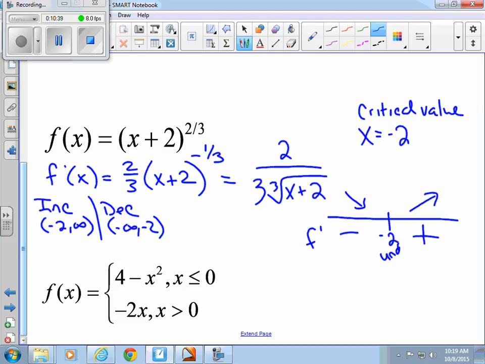Is there a relative extrema? Yes. Where? At -2, there is a relative minimum, correct? What is the y value? How will I find it? Plug it into the original. Plug it into the original, I get -2, 0. So that is my relative minimum.